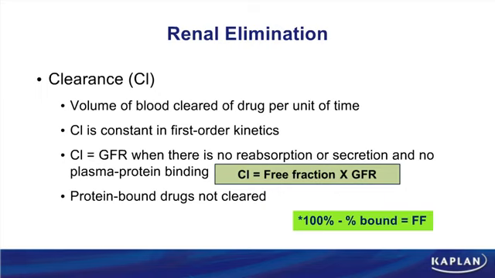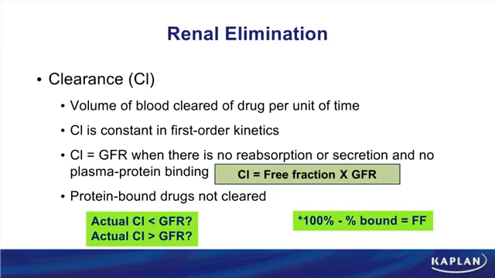But let's do some interpretation here. It's very important for you to actually see numbers and explain what those numbers mean. What if you're told that the actual clearance of a drug is less than GFR? The clearance is less than GFR. You have to assume that what process is going on. If the clearance is less than GFR, then I must be reabsorbing that drug. I filtered a certain amount, but that's not what I'm eliminating. I'm eliminating less than that. So I must be reabsorbing the drug.